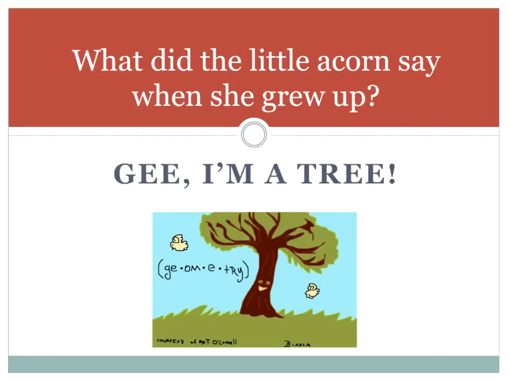Today, we're going to start with a nice, wonderful math joke. And like almost all math jokes, they're sometimes a little bit corny. But this one says, what did the little acorn say when she grew up? And that's why she says, gee, I'm a tree.